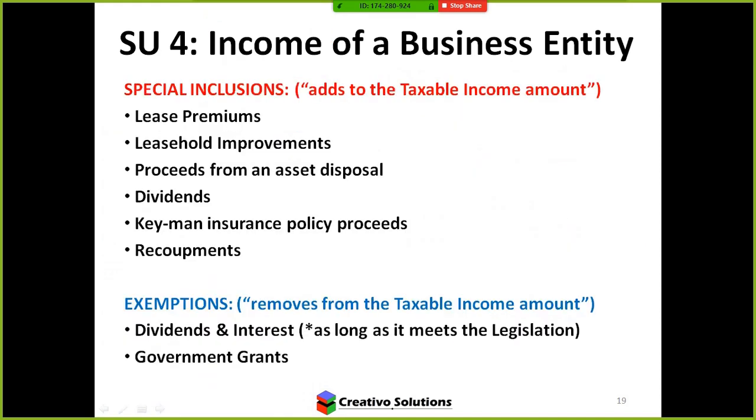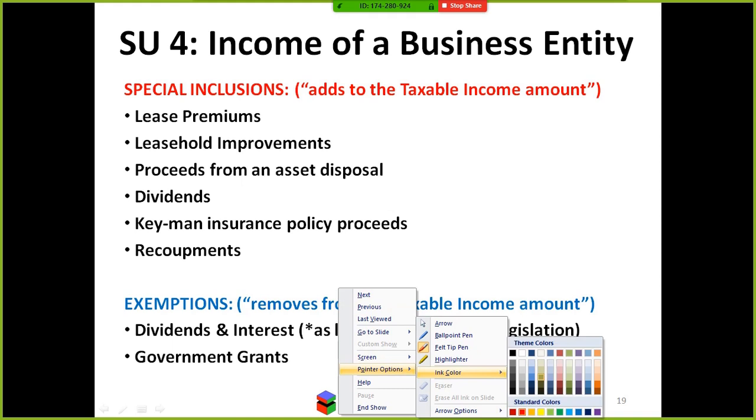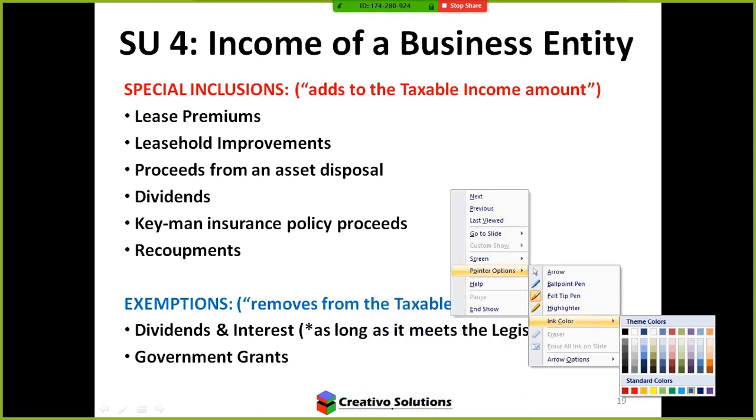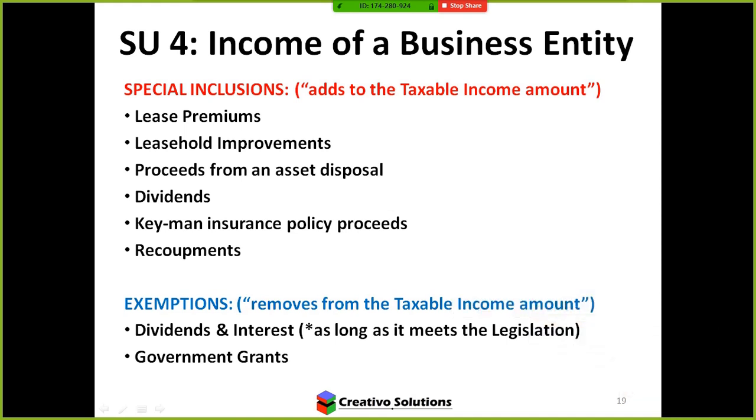All right, and then I've just listed some of the special inclusions here and the exemptions. You will see them in different test questions. We'll look at them later on when we start practicing that. Okay, so the first one, special inclusions, adds to taxable income.